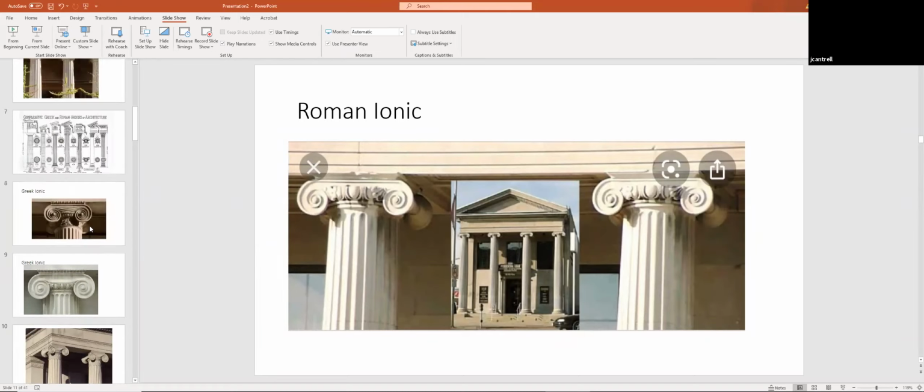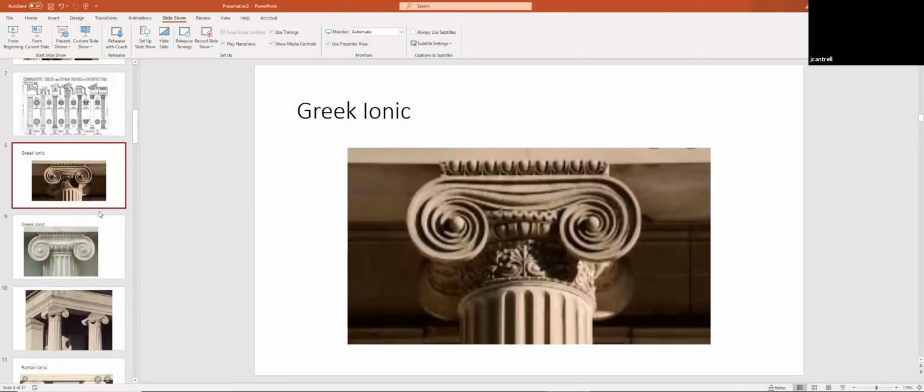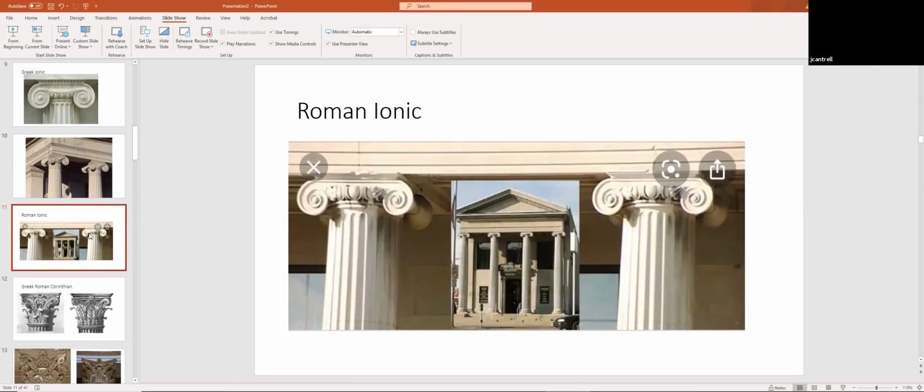It's an interesting subtle variation, because you can clearly see, at the top of the capital, or between the capital and the shaft, that the volutes are a little bit more accentuated and larger. So the Romans made the volutes smaller, and the egg and dart mold between them much larger.